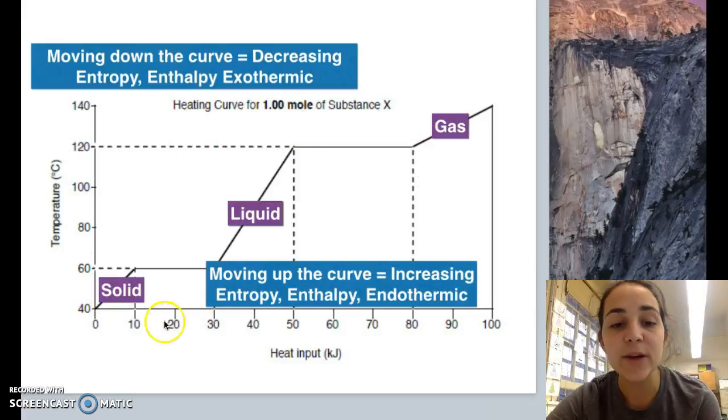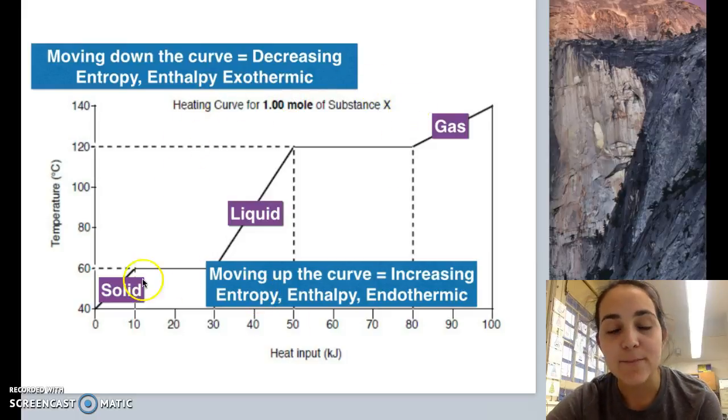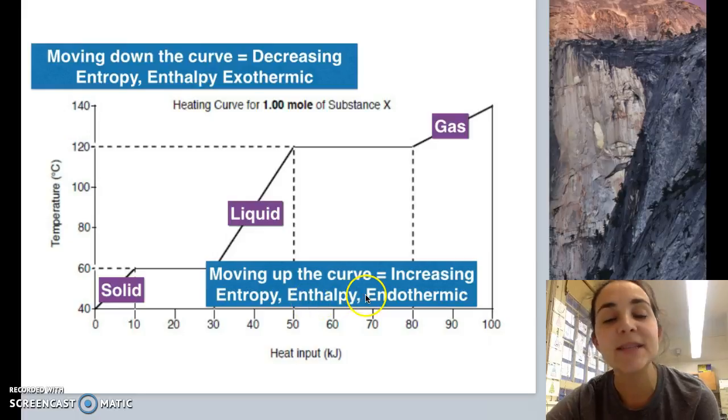So here's a quick summary. Make sure that you have all these notes from this page in your interactive notebook. If I'm moving down the curve, that means that my entropy is decreasing and my enthalpy is decreasing, and it means that it's exothermic. If I'm moving up the curve, it means that I'm increasing my entropy. My enthalpy is also increasing, and this is an endothermic reaction.